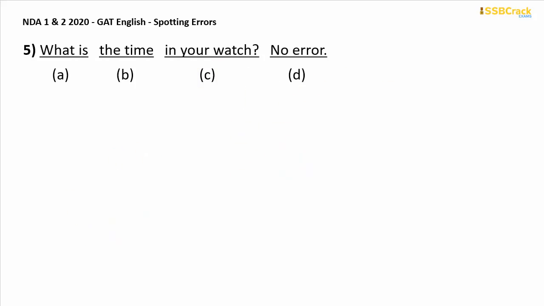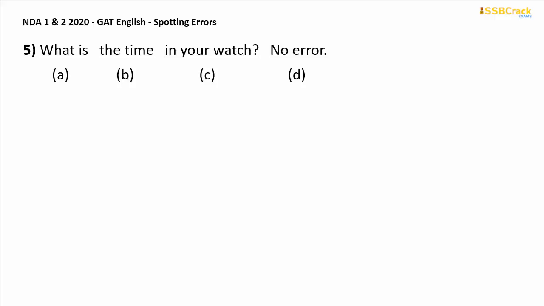So your answer is option C here. Let's go to the next question. What is the time in your watch? Now, again, it's a very colloquial way of saying this to any of our friends or a stranger when we want to know what is the time. We say, what's the time in your watch? Well, again, we speak the things in a very wrong way.